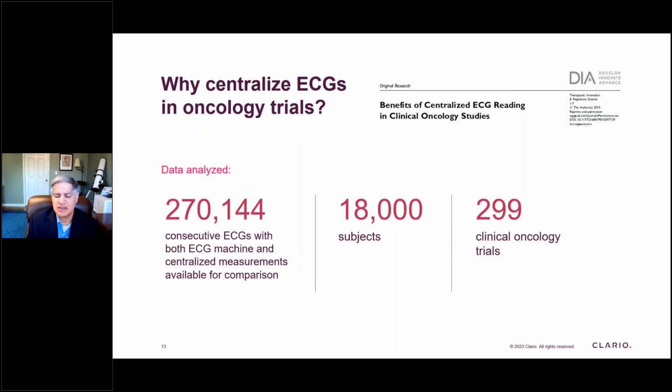So with regards to assessing the QTc interval and getting proper results, we really need to consider looking at centralization of ECGs and having cardiology overreads. We've looked at this in almost 300 oncology trials here at Clario that included 18,000 patients and over 270,000 ECGs that had both central ECG reads and machine reads. And when you look at the machine reads versus the central reads, we can go to the next slide.